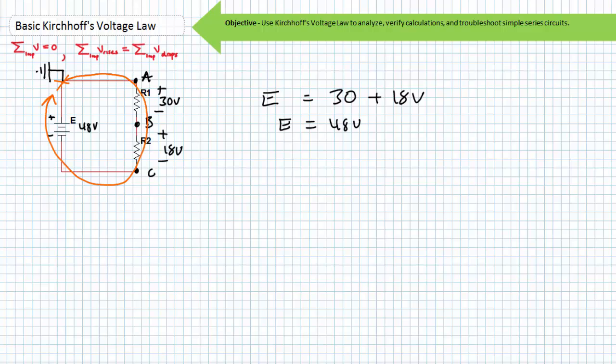Starting at ground, we travel through element 1, positive to negative, for a drop of 30 volts, which goes on the right-hand side of our equation. Then we travel through element 2, positive to negative, for a drop of 18 volts, and it goes on the right-hand side of the equation. Now we continue our loop. We go negative to positive through our source, meaning this is a rise of the unknown value E, and goes on the left-hand side of the equation. E is again 48 volts. A 48-volt differential still exists, and conventional current will still travel in the indicated direction.